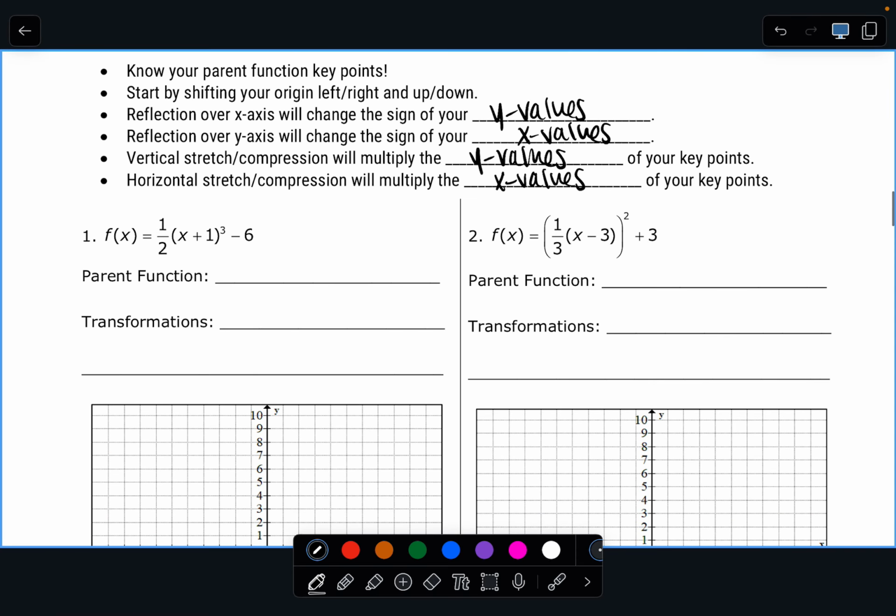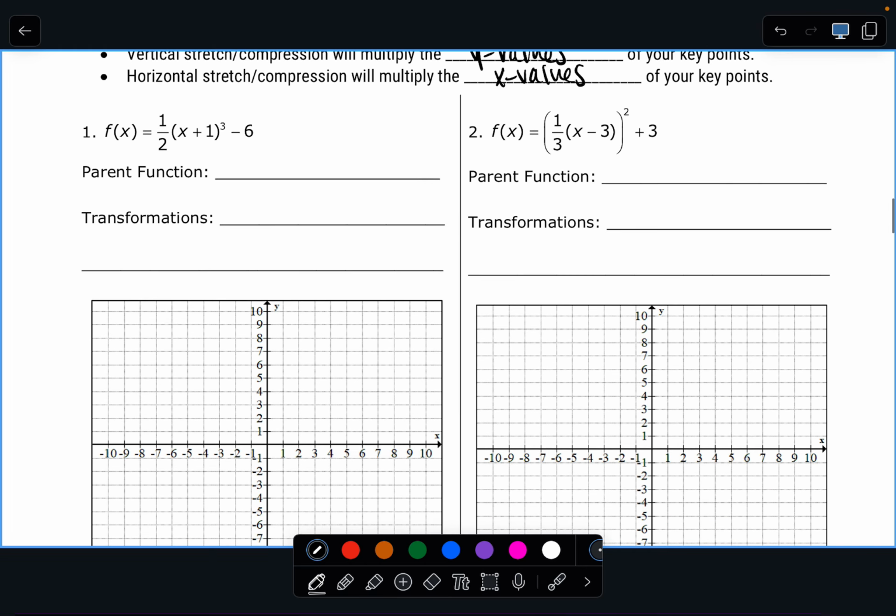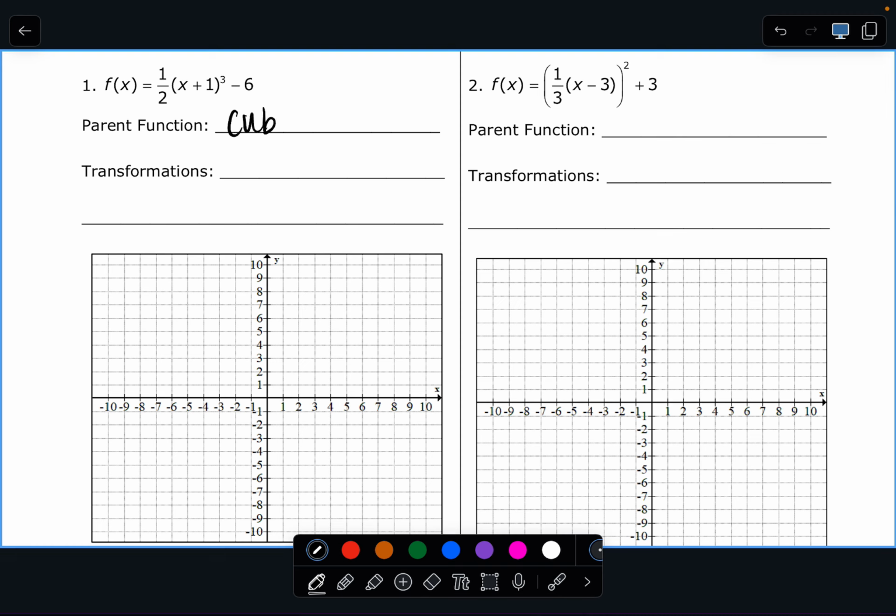So let's go in. Now, I got a lot of questions last time. How do I know what parent function I'm looking at? Process of elimination. The first thing I would ask myself is, does it have absolute value bars? No. And then I would say, okay, well, does it have a radical, a little root? No. So that eliminates square root, that eliminates cube root. Those are gone. So that leaves me with quadratic and cubic. Quadratic will always have a little tiny 2. Cubic will always have a little tiny 3. So in this case, there's a little tiny 3. So that means this parent function is a cubic function.